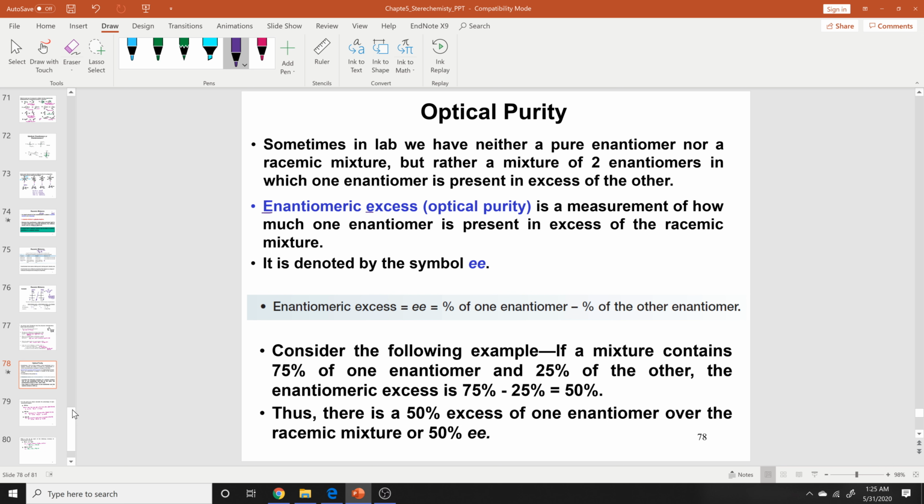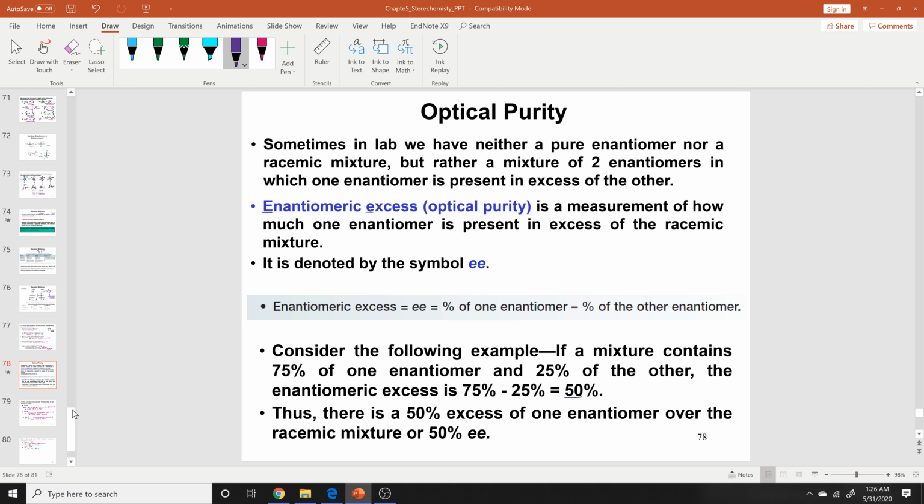If a mixture contains 75% of one enantiomer and 25% of the other enantiomer, the EE is going to be 75 minus 25, that is 50%. What does that mean? This means that there is a 50% excess of one enantiomer over the racemic mixture.